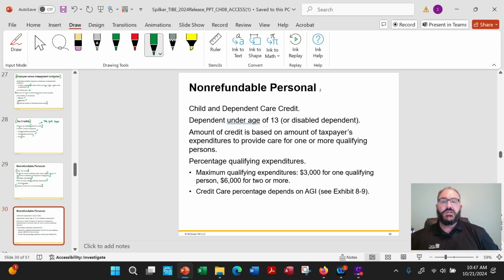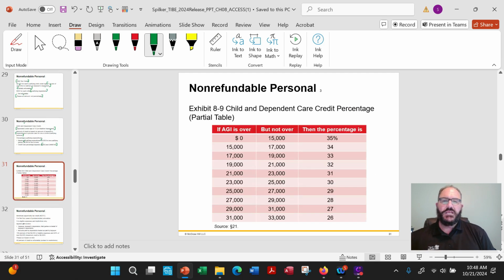Okay. Child independent care, another non-refundable. Child independent care, or if you're disabled, dependent under age of 13. And again, this one's based on expenditures to provide care. Maximum $3,000 for one, $6,000 for two. And then it depends on the AGI. So if you take a look in the book, again, non-refundable personal, and this is basically child care, or it's a deduction, you're paying child care, or if you have a disabled child, something like that, works for that as well. Okay. By the way, here's that exhibit.